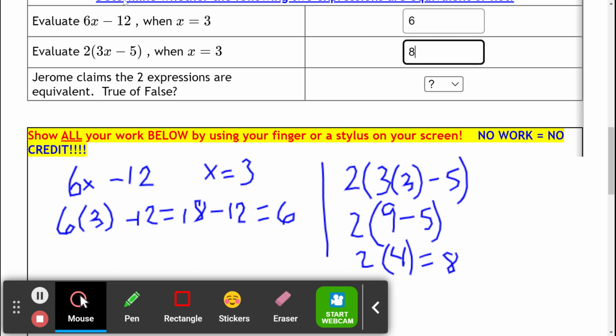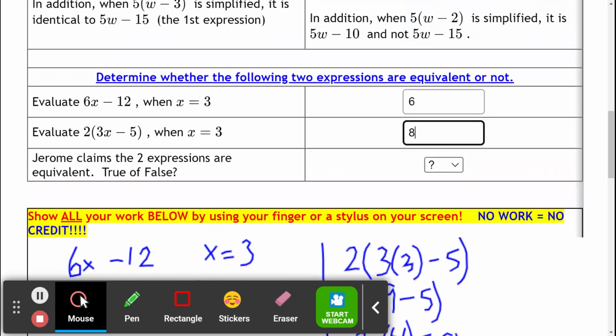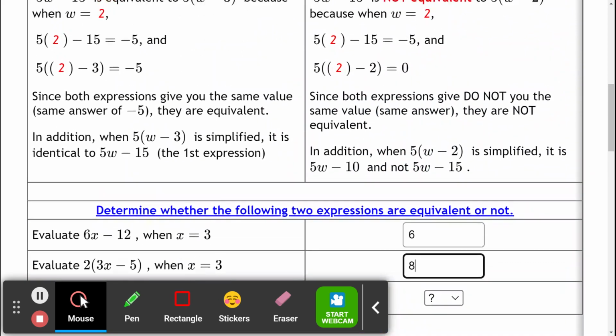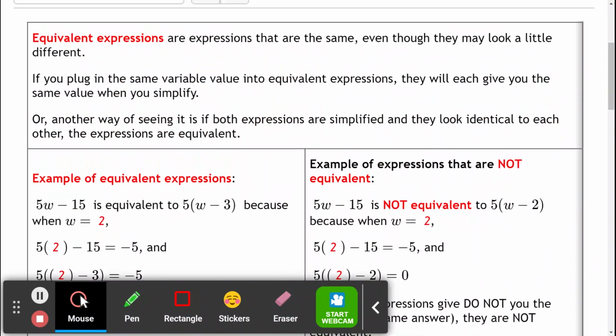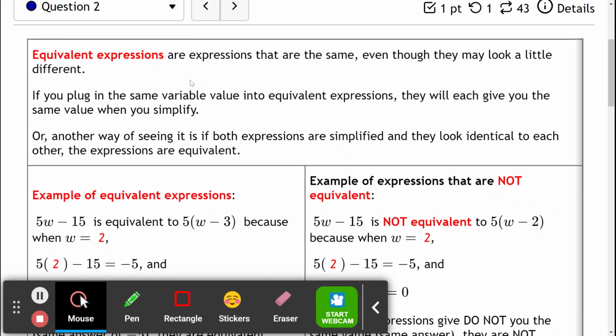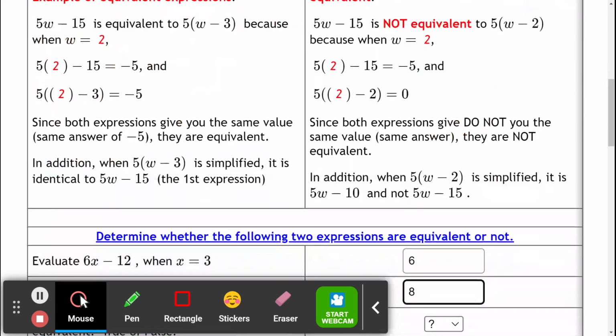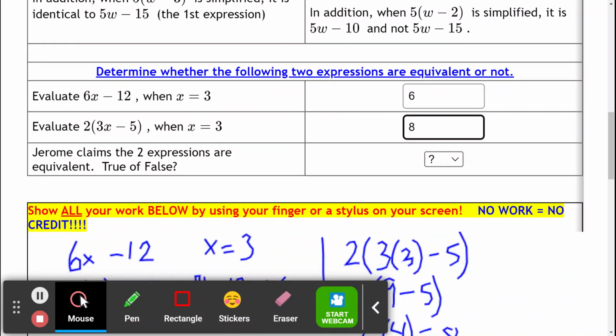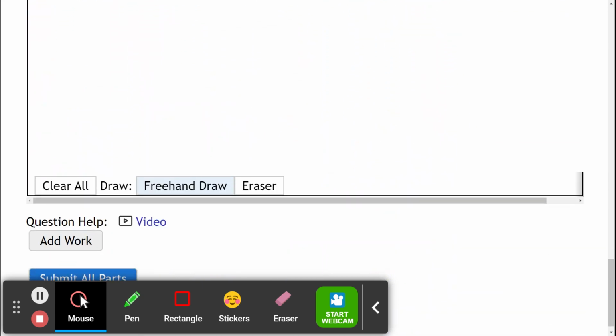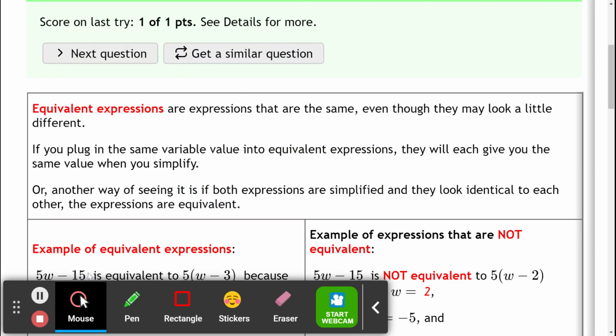And 6 and 8 are different. So did Jerome claim, because if we come back here, we would say that equivalent expressions, okay. And so actually we just have to look here. Jerome claims that the two expressions are equivalent. Well, if you put 3 in here for both of them, it didn't produce the same number. So are they equivalent? No. And then I would go down here and submit all parts. Super.